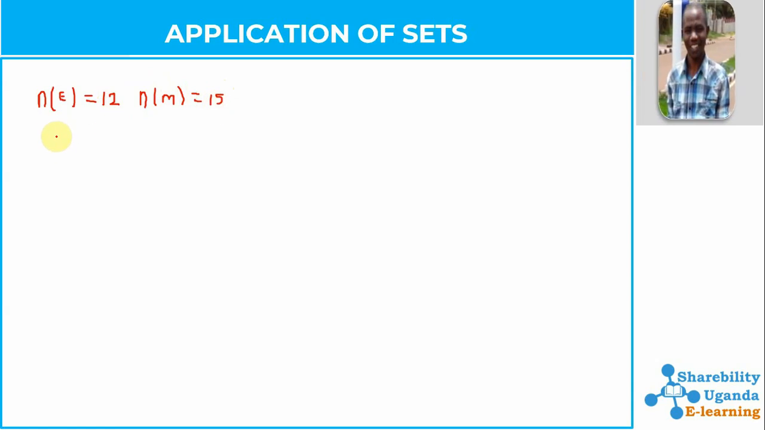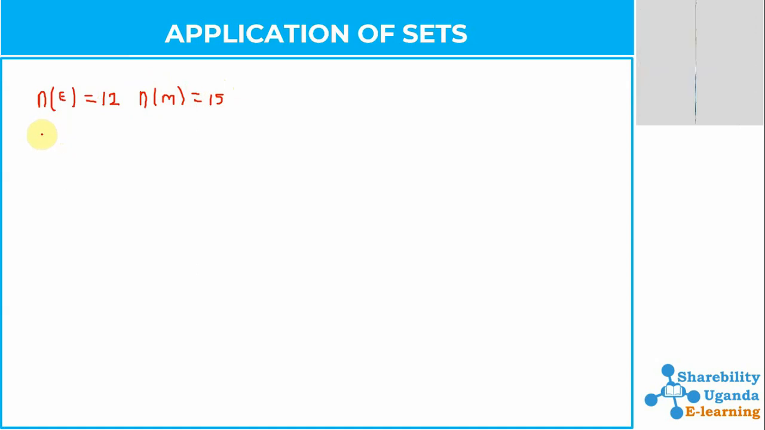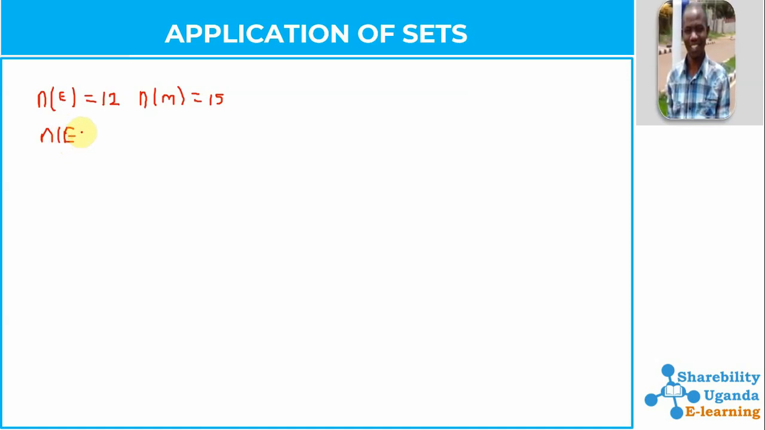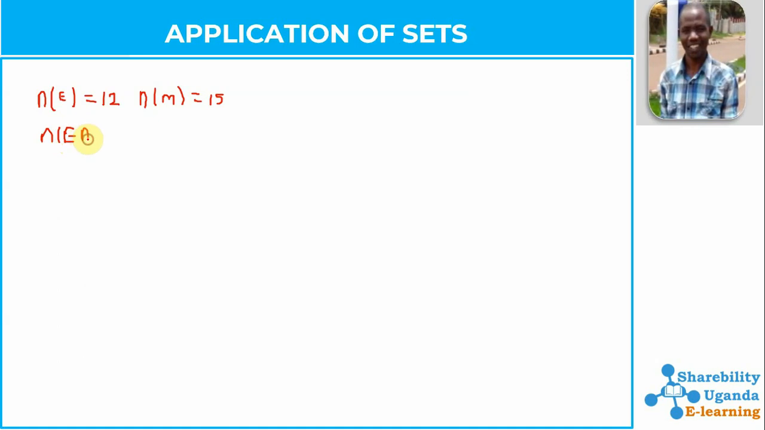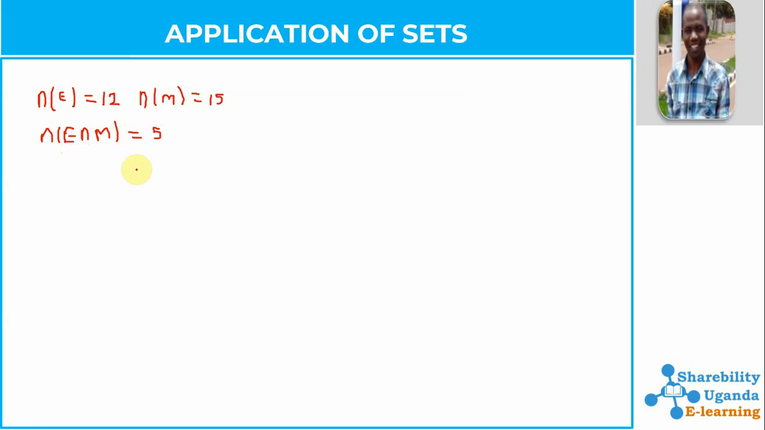Now we are trying to extract the information from our information. Then you also have the number of people who do both. We are just representing the intersection, that is English intersection math, these are 5. So now they want us to find those members who only do English. They want us to find the members who do only one subject.